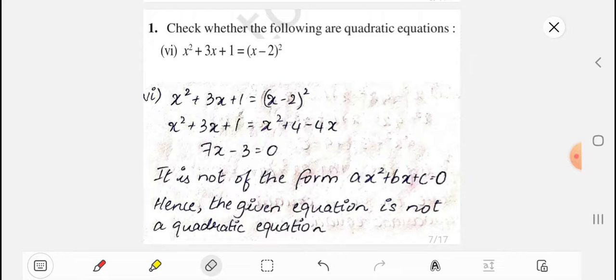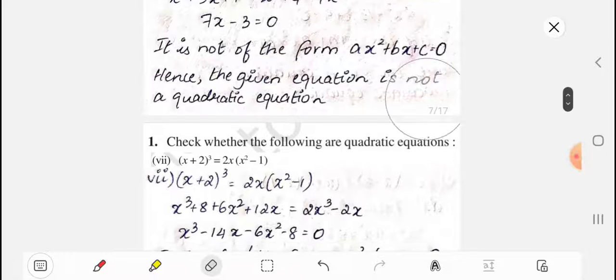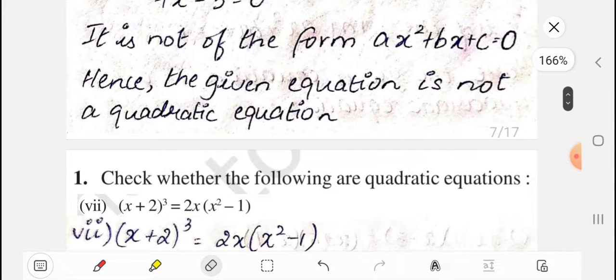Let's move ahead with the next question. (x + 2) the whole cube equals 2x(x square - 1). Write down the question as it is. I will go a bit faster now. Since the last 2 questions are remaining of the topic, we must pick up a bit of speed over here.